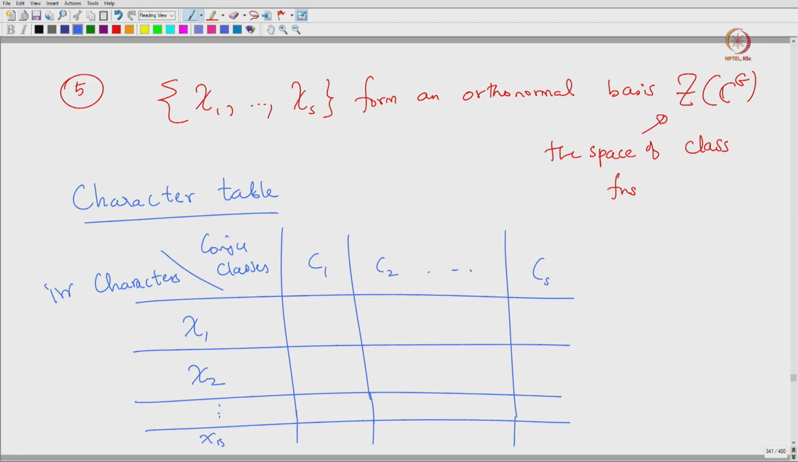Then the entries are nothing but the values of these characters evaluated on these different conjugacy classes. So, we have chi_1 of C_1, etcetera, chi_1 of C_s and so on, chi_2 of C_1, etcetera, chi_2 of C_s and so on. If you rewrite the fact that chi_1, etcetera, chi_s form an orthonormal basis, we can easily see that this is the same as saying that the rows of this character table are indeed orthonormal.